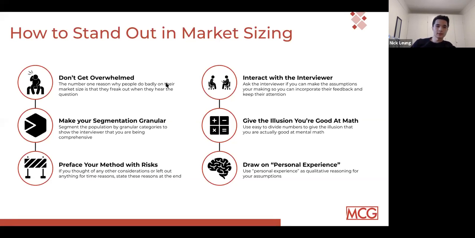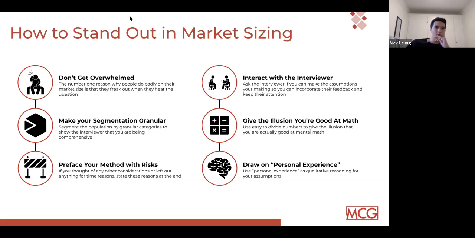The next one is make your segmentation granular. I included this because in last session, when we were doing the market sizing, I noticed that some people were making really big jumps. The question was, how much revenue does the Starbucks outside of Stern bring? And people were jumping to how many people they think are in that coffee shop at a given time. I'd say don't make super broad jumps like that.